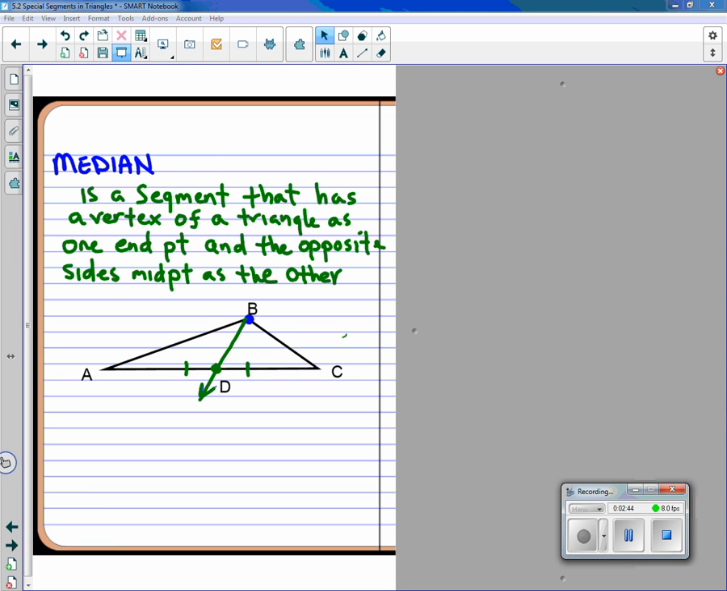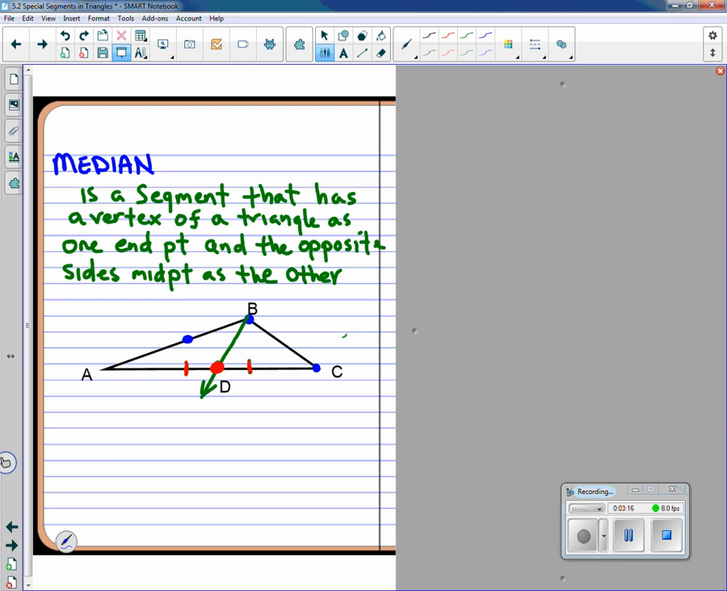This next segment is called a median. It is a segment that comes from a vertex, okay? So a vertex is one of the corners of the triangle. And it goes through a midpoint. So each side has its own midpoint. So here's this midpoint. I can tell it's the midpoint because on either side are two congruent segments. So that's called a midpoint.